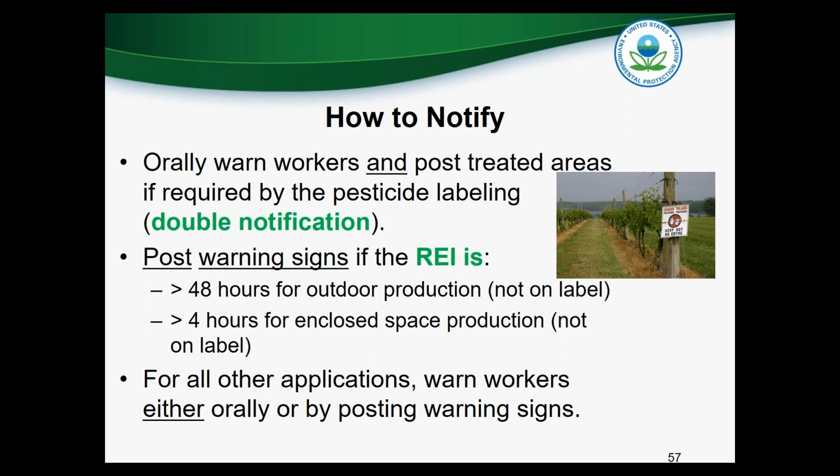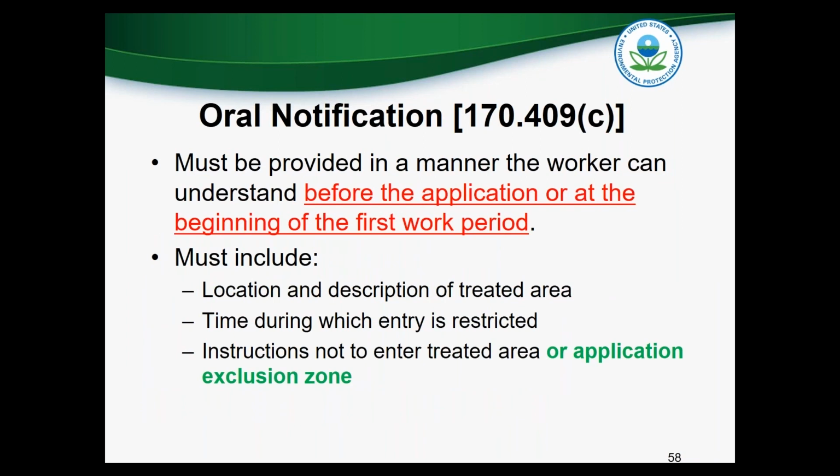Next slide. Okay, oral notification must be provided in a manner that workers can understand before the application or at the beginning of the first work period. And of course, it has to include location, description of the treated area, time during which entry is restricted, and instructions not to enter the treated area or application exclusion zone.